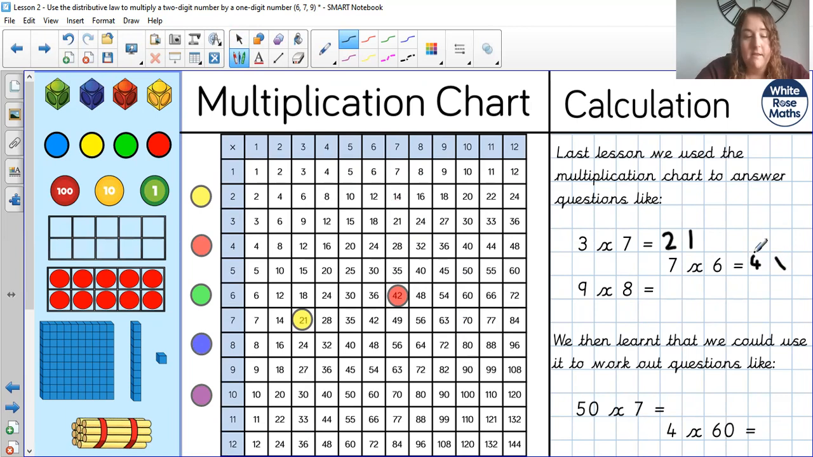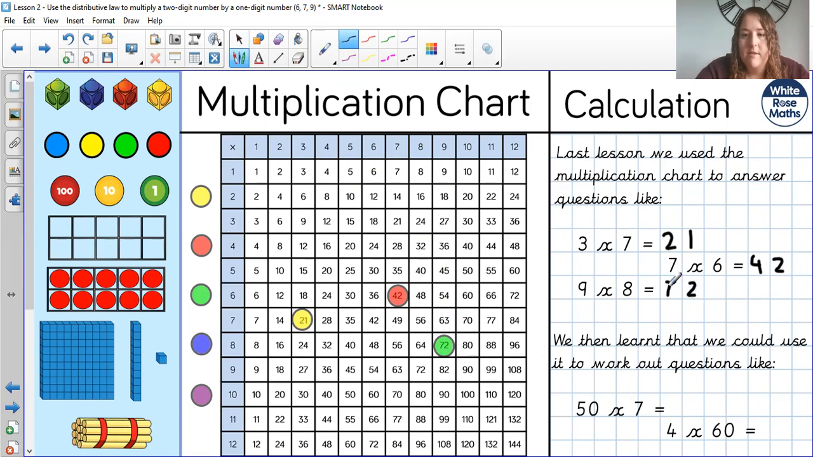Ooh, that's a funny looking 2. Let's try that one again. There you go. And then 9 times 8. So 9 at the top, going all the way down until I reach 8 on the left-hand side, which is 72.